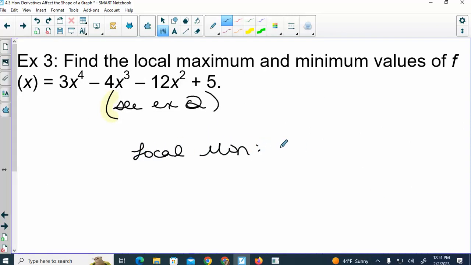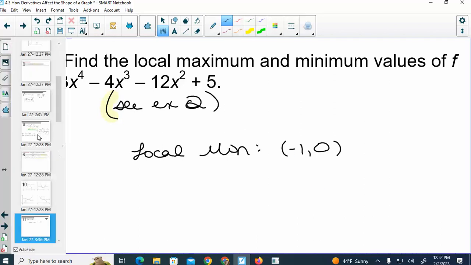When you write this, you either have to give it to me in function notation, like f of -1 equals blah, or give me an ordered pair. I don't care which, but you have to give me both the x and y values. So if you put in -1, how would I get the y? Plug it into the original. So we get 3 plus 4 is 7, minus 12 is -5, plus 5 is 0.